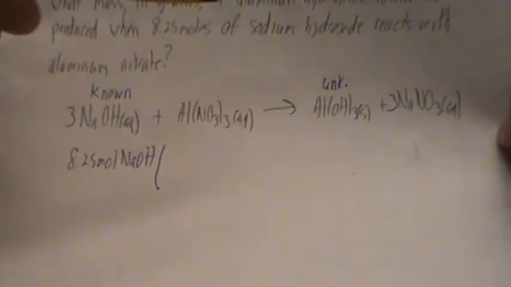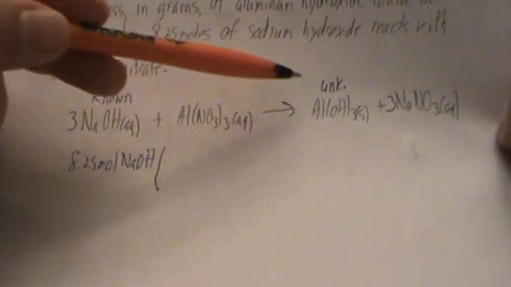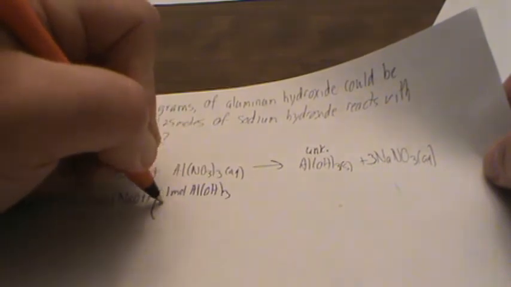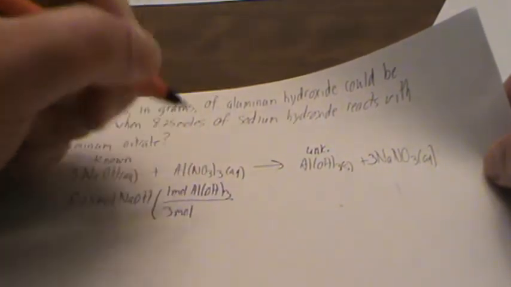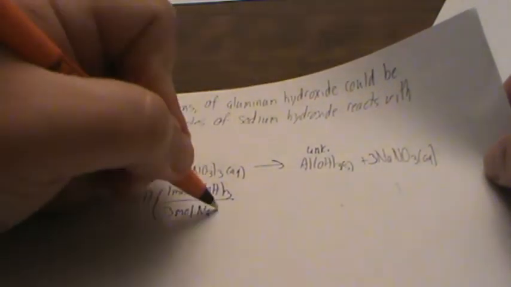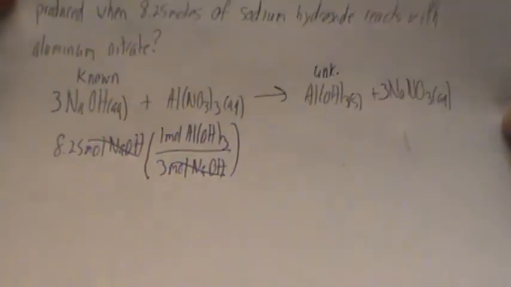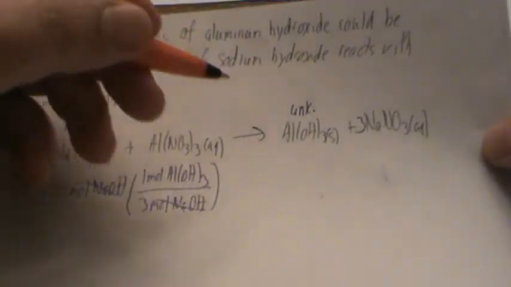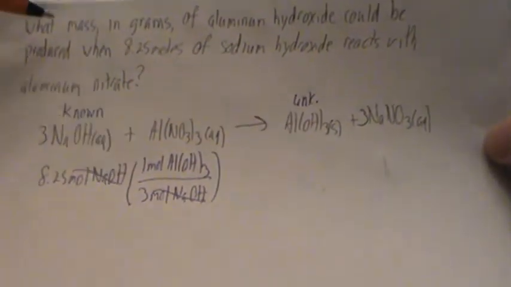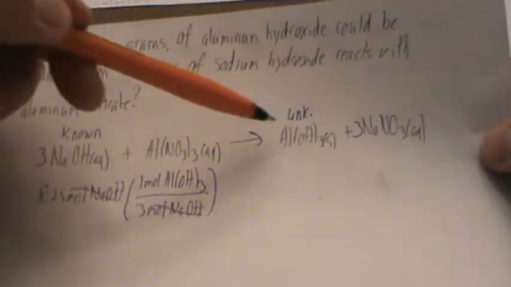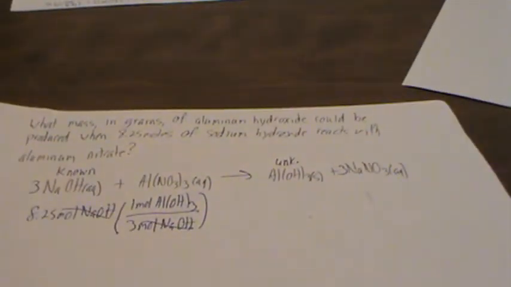So from moles of known, we go to moles of unknown. Well, looking at our coefficients from our balanced reaction, unknown over known, so we have 1 to 3 ratio, so 1 mole aluminum hydroxide to 3 moles sodium hydroxide. Moles of sodium hydroxide get canceled out. Then our last step is to go to the amount of unknown, and we're trying to find the mass in grams, so we need to figure out what is the formula mass of aluminum hydroxide.